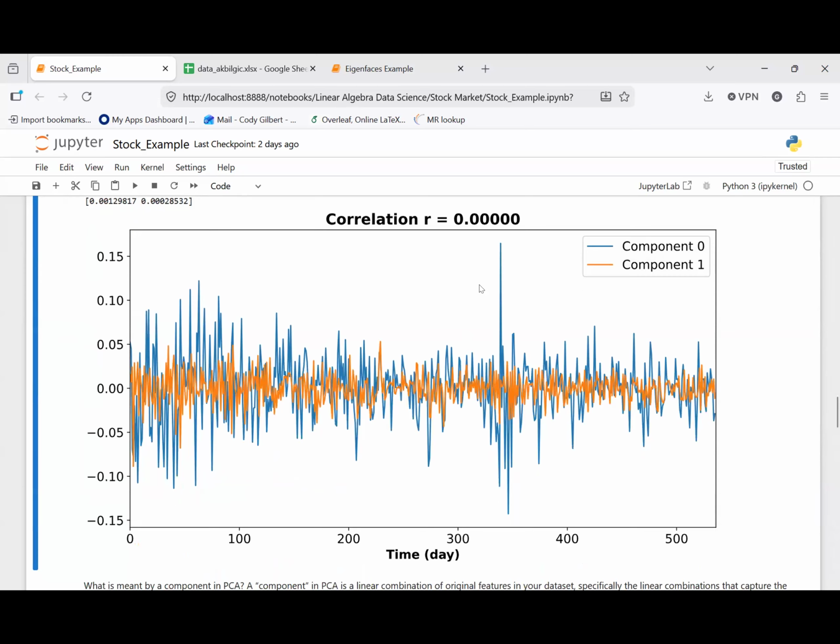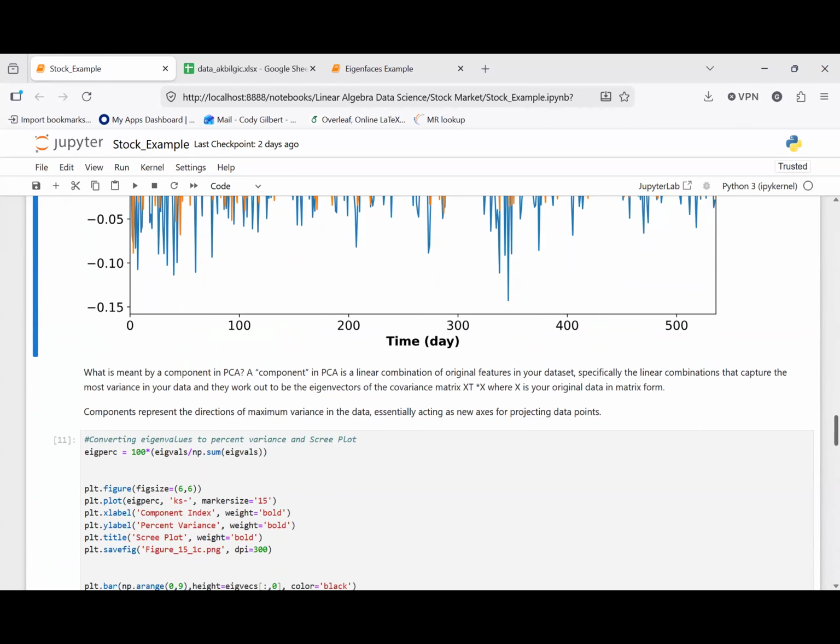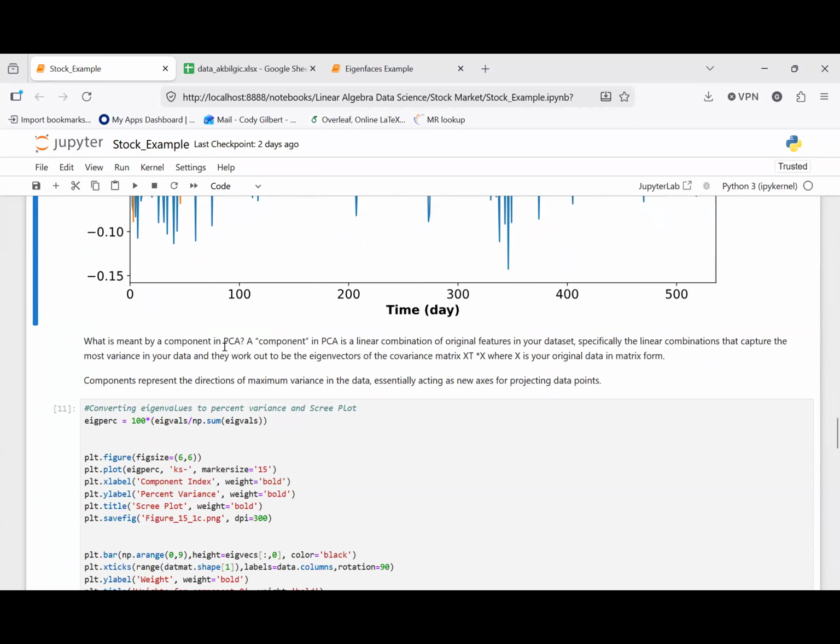And so this component is taking into account the greater amount of variance that we have, right? Compared to component 1, which is compressed a little bit more. It doesn't have as high of an amplitude or something like that. Oh yeah, and I have some text written down here that I already explained. So a component in principal component analysis is just a linear combination of original features in the data set that are eventually represented as eigenvectors.